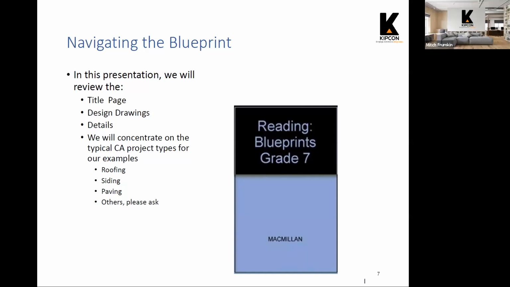So as I was saying, what we're going to look at are projects that are more specific to community associations and not large municipal projects or industrial or commercial projects. So those projects are typically roofing, siding, paving, decks, sometimes concrete work. Sometimes it has to do more with site work, such as retaining walls. These are items that are common to community associations.